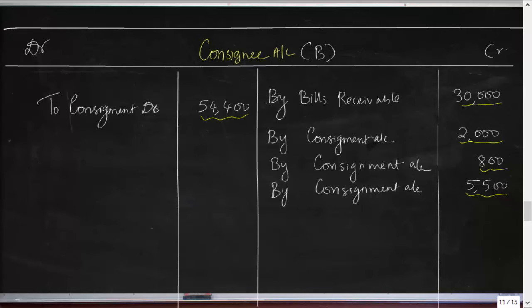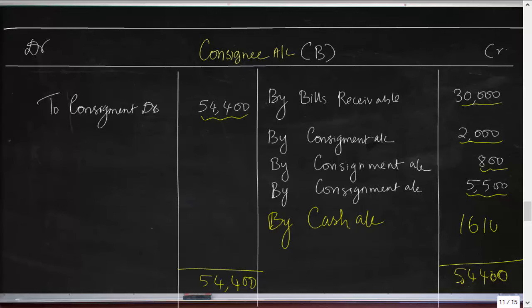So let us total and find the difference. On the debit side, we have 54,400 as the higher value. So let's write 54,400 on both sides. We'll have a difference, and that is the money we are going to get from consignee. So we'll write by cash account, and that's going to be the difference. Let me calculate. The difference works out to 16,100. So this is the money which is ultimately recoverable from consignee.